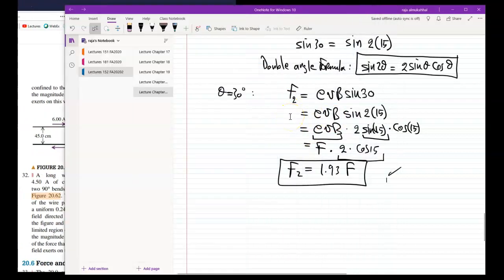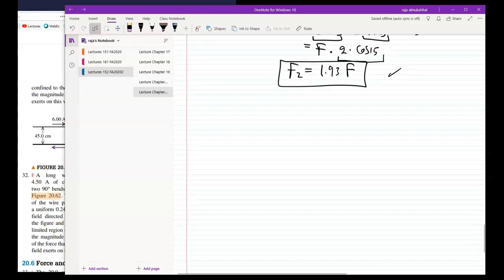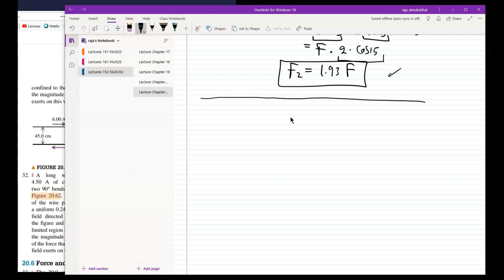Let's see how we do this one. That's basically a force between 2 parallel conductors. Okay, number 31. Okay, so the picture looks something like that. I need to draw the picture. Always draw the picture. It really helps you solve it.